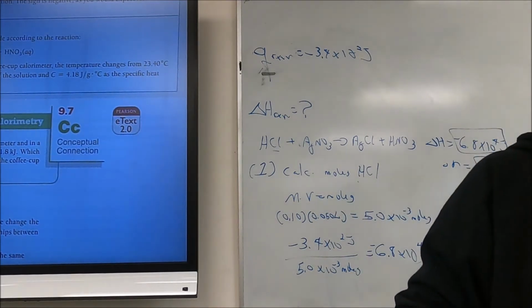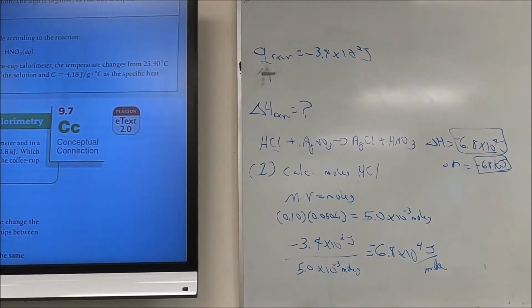Okay? So anytime you are asked to find the delta H for a reaction, we first find the Q for the amount of material that we've reacted and relate that back to how much is in the reaction in the balanced chemical equation.